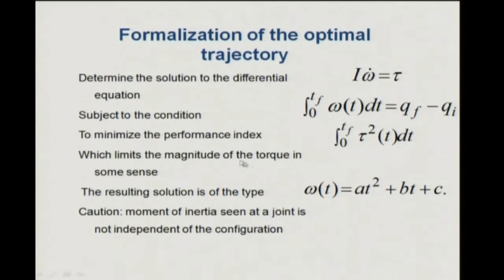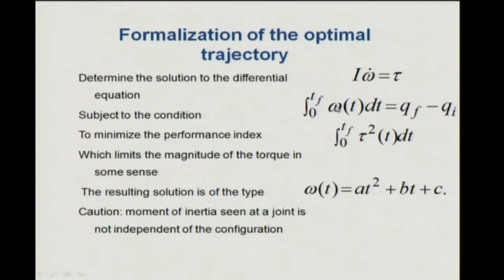So what this does is it limits the magnitude of the torque in the RMS sense. If I raise it to infinity, then it will reduce the peak torque. That is why I have written some sense, you can just change the index here and change the performance measure. When you do this, you can show that the solution is of the type omega t is equal to at square plus bt plus c, very nice, right. Then it becomes a quadratic polynomial, and we know all about quadratics. Quite a bit. So, then I can junk all this, right.